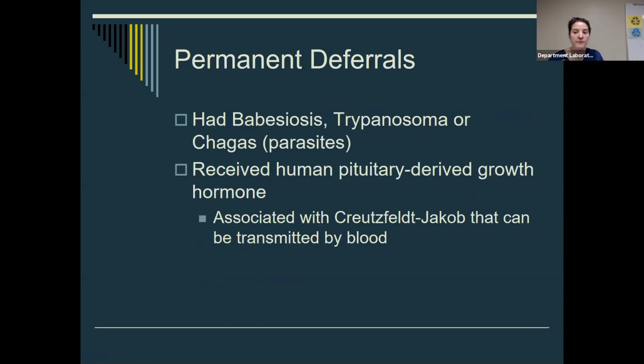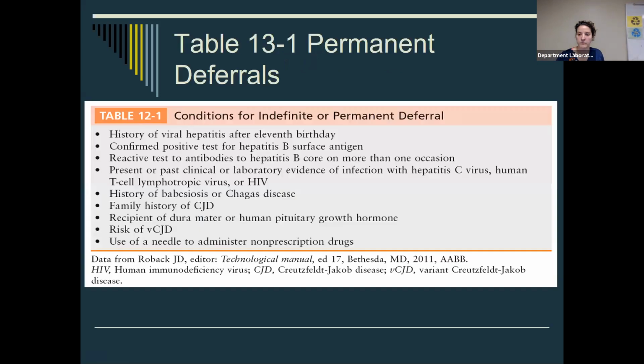If you've ever had babesiosis, trypanosoma, or Chagas, those are all bloodborne parasites. That is a permanent deferral. And then again, if you've received human pituitary-derived growth hormones, because of mad cow disease. I took this table, it just kind of summarizes what we talked about, all the conditions for indefinite or permanent deferral.